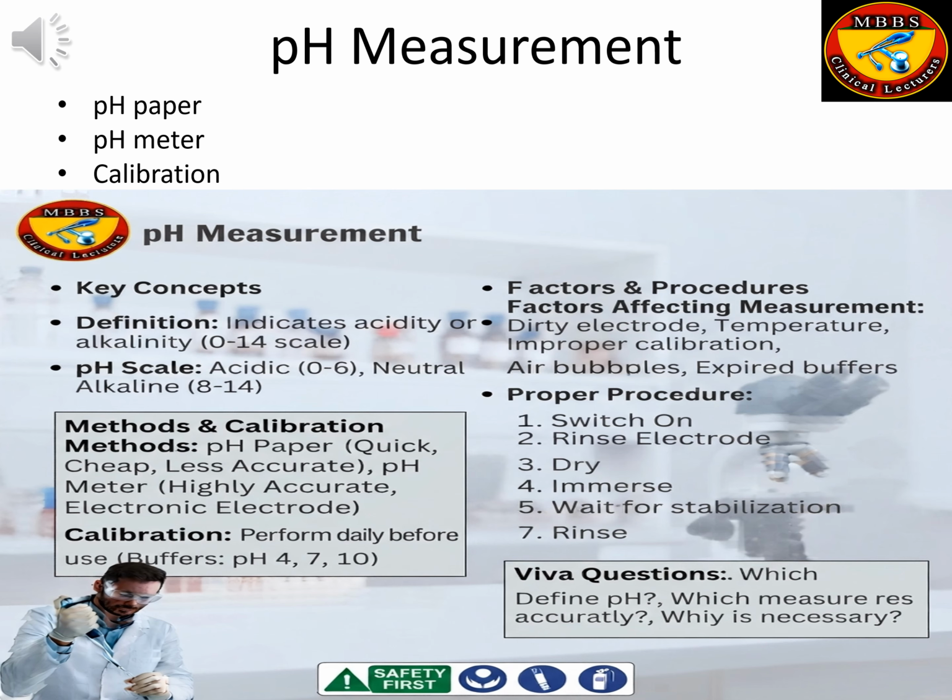6. Record pH. 7. Rinse electrode again. Viva questions. Define pH. Which instrument measures pH accurately? Why is calibration necessary? Key point: a calibrated pH meter provides accurate and reliable pH measurements.